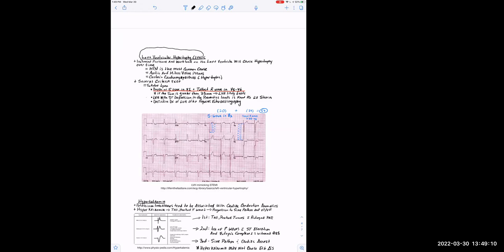So what do we mean when we say hypertrophy, however you want to pronounce it, potato, potato? What does that mean? The muscle's enlarged? Yeah, the muscle gets enlarged.